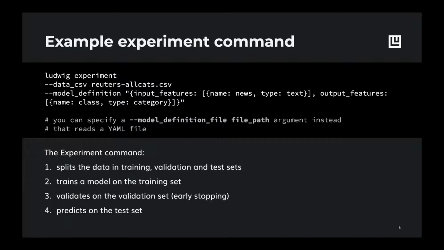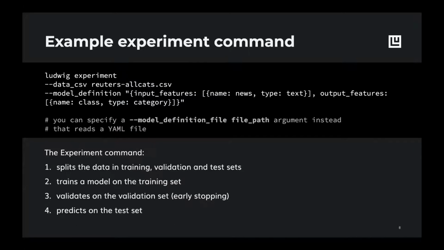In this case, you can see that the model definition is a dictionary with two keys, input features and output features, and the values associated with those input and output features are lists. So you can use more than one input feature and predict more than one output feature at the same time. And those lists contain information about the features, in this case, news of type text, and the output is class of type category. In some cases, these model definitions could become a little bit bigger than this, and you can provide them as a separate file, as a YAML file.